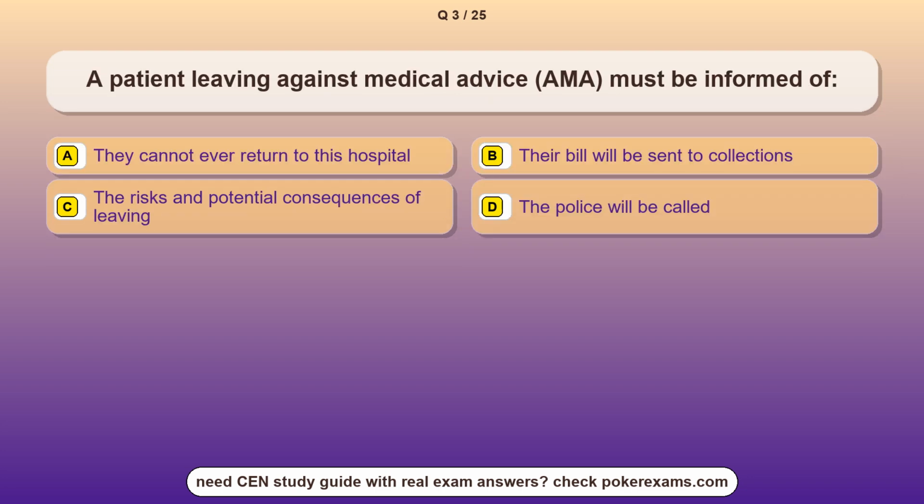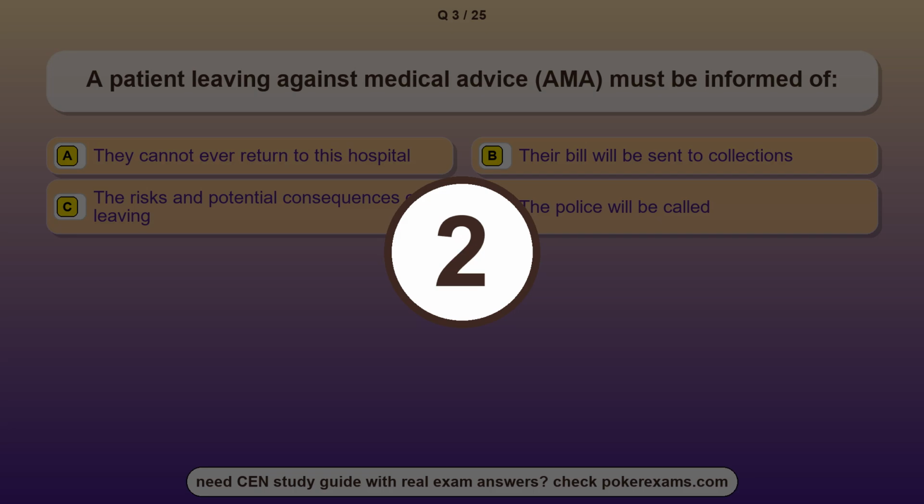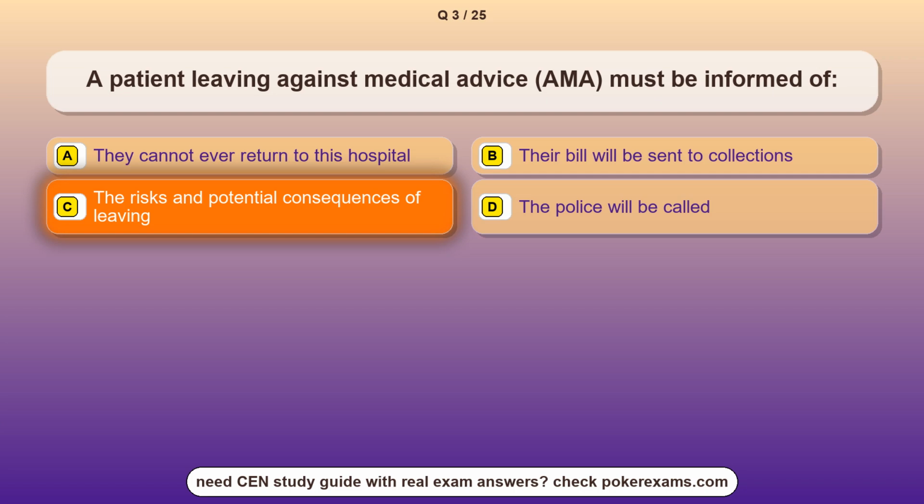Question 3. A patient leaving against medical advice, AMA, must be informed of: Option A. They cannot ever return to this hospital. Option B. Their bill will be sent to collections. Option C. The risks and potential consequences of leaving. Option D. The police will be called. The correct answer is option C. The risks and potential consequences of leaving.